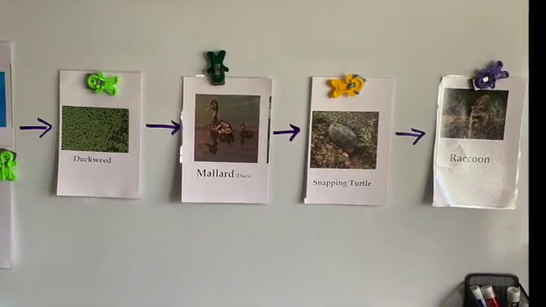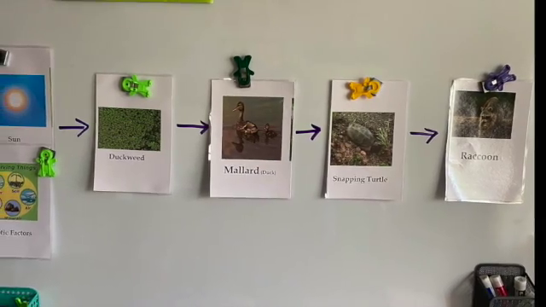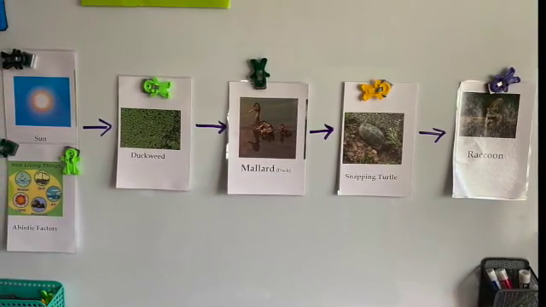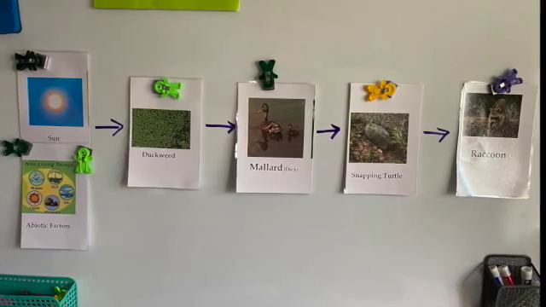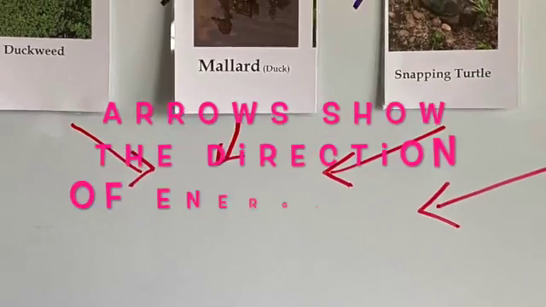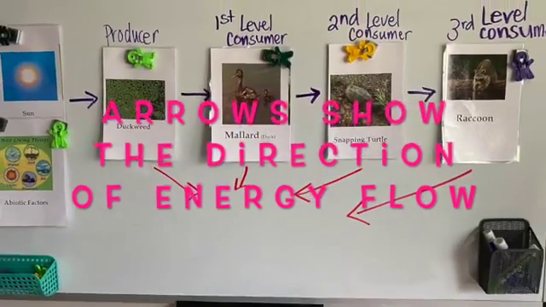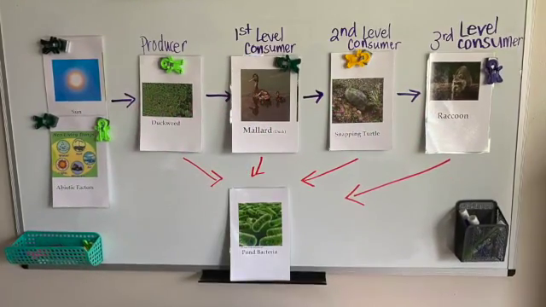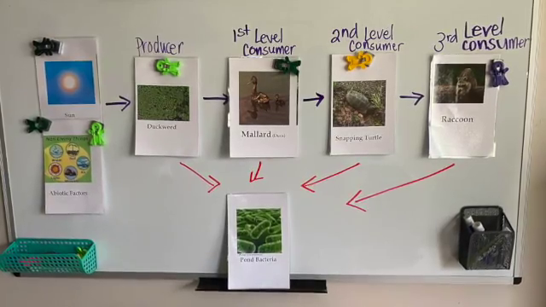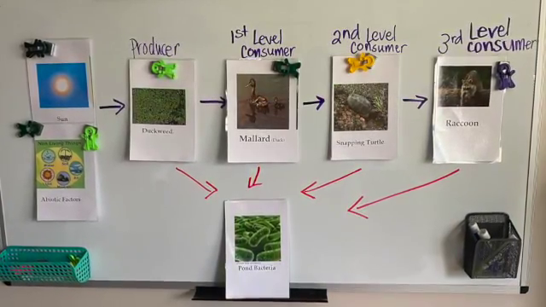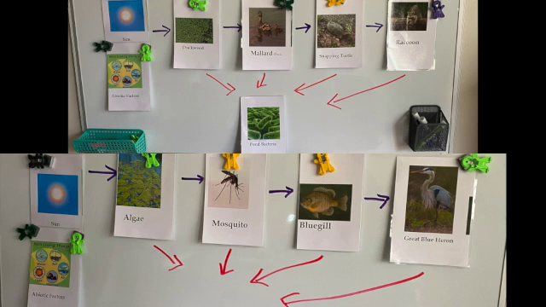When our producers and consumers die, what breaks down those dead organisms? Oh wait, before I ask that question, what do I need to see? Arrows show the direction of energy flow. Once again, we have that pond bacteria that is a decomposer. It's breaking down those dead organisms. As you can see in both of our food chains, energy is flowing from the sun to a producer and then to consumers. Decomposers break down the dead organisms.